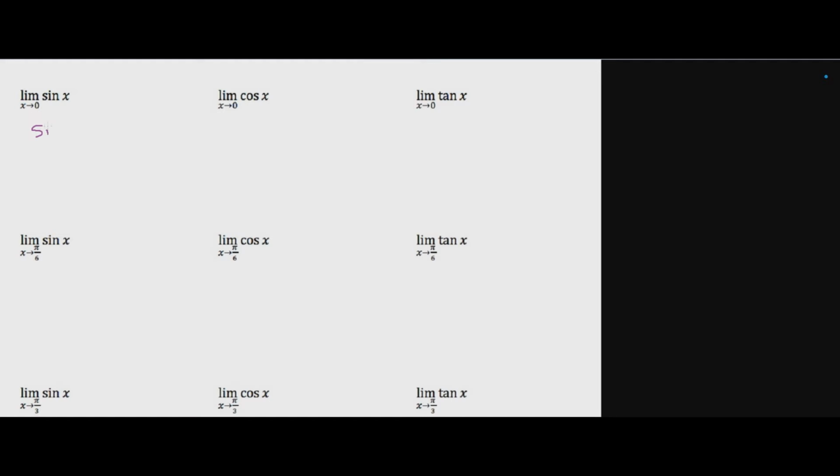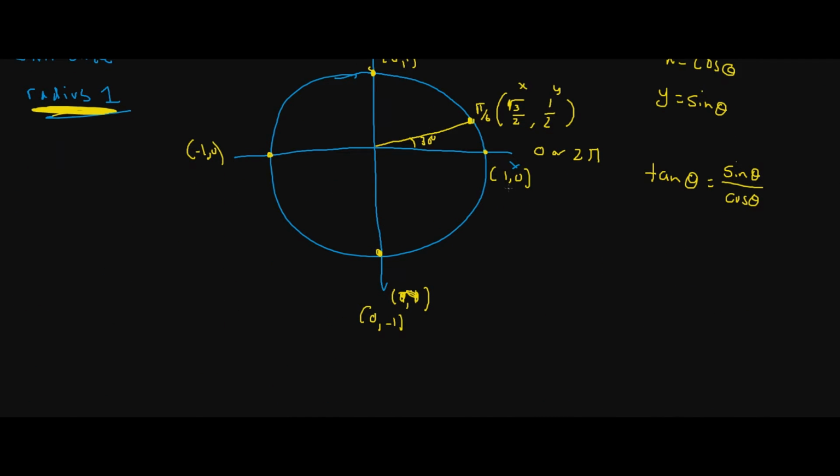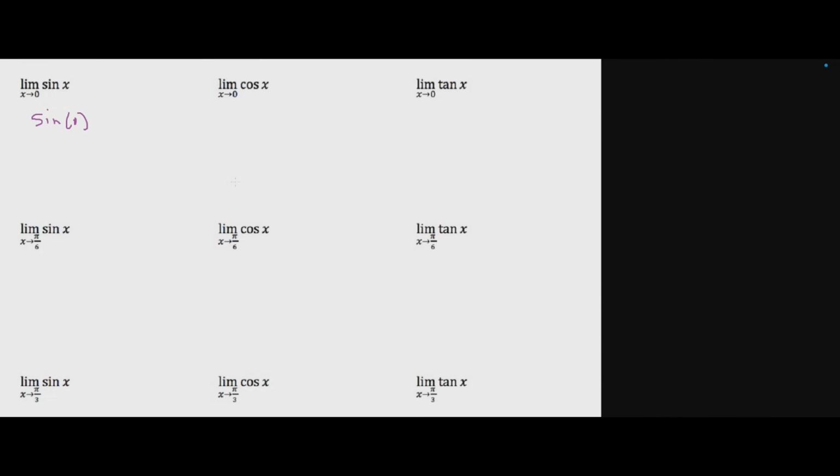And so I'm going to get sine of 0. Sine is the y value. The y value, if you look over here, is 0. Okay, it's the coordinate points on the unit circle, and so that's got to be 0. Cosine of 0 is 1, right? I just showed you down below. And tangent is sine over cosine. Sine is 0 divided by 1, and that's totally fine. 0 divided by 1 is just 0.